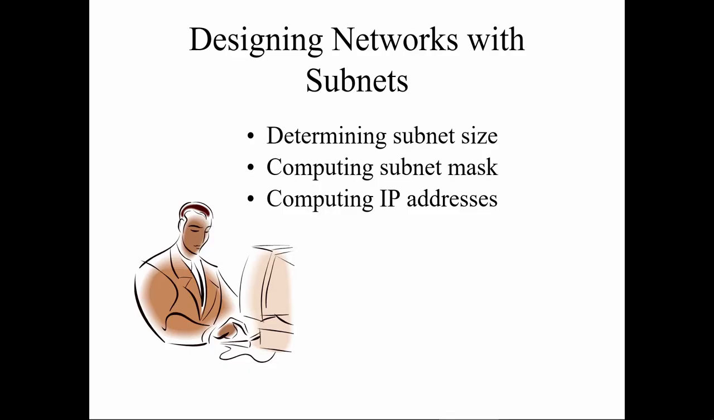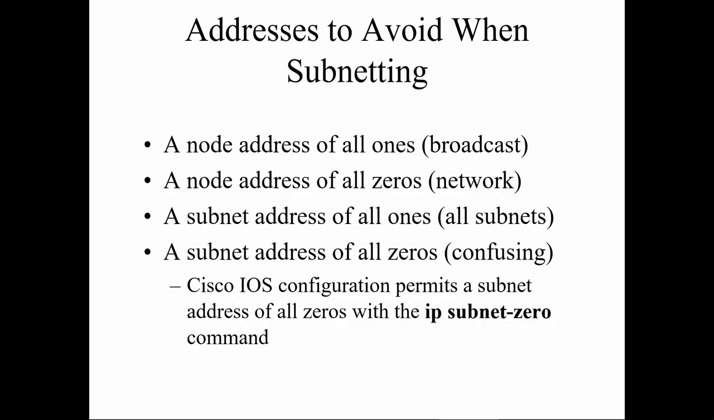So essentially, if we're looking at a group of addresses that contain all ones in the host portion, that's a broadcast. If it's all zeros, it's going to be a network address. Network is a specialized address that we don't get to use. That's part of that summarization. Broadcast, same thing. It's part of those specialized addresses that we don't get to use. It'll be all ones in the node portion for our hosts. If we're talking about the subnet portion, if the address is all ones, that's all the subnets. If it's all zeros, it's confusing.